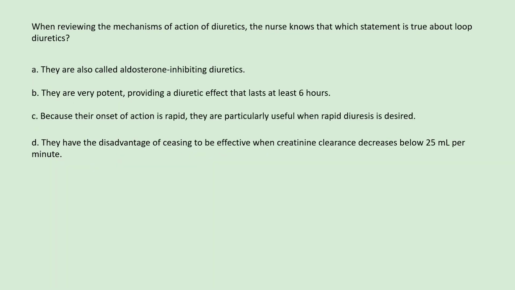When reviewing the mechanisms of action of diuretics, the nurse knows that which statement is true about loop diuretics. A. They are also called aldosterone-inhibiting diuretics. B. They are very potent, providing a diuretic effect that lasts at least 6 hours. C. Because their onset of action is rapid, they are particularly useful when rapid diuresis is desired. D. They have the disadvantage of ceasing to be effective when creatinine clearance decreases below 25 mL per minute.